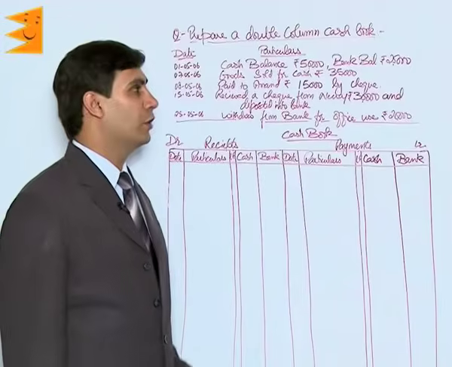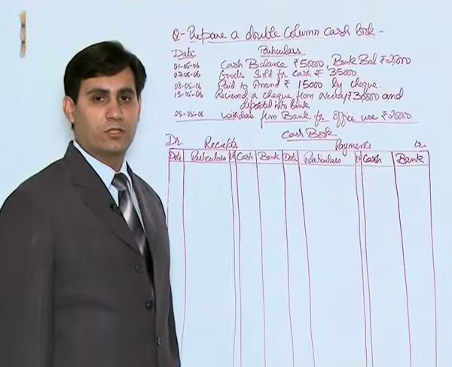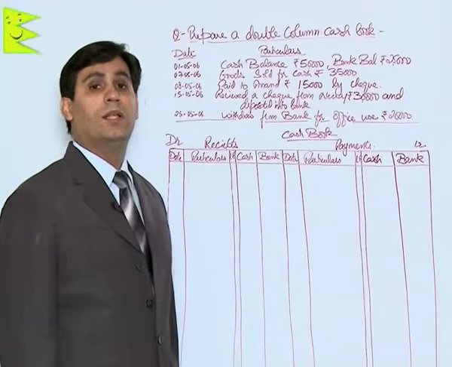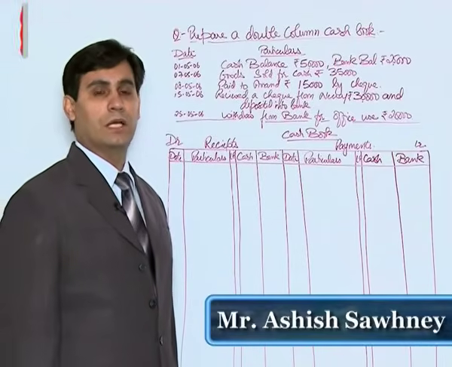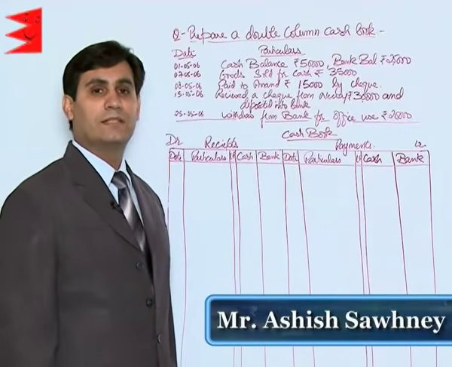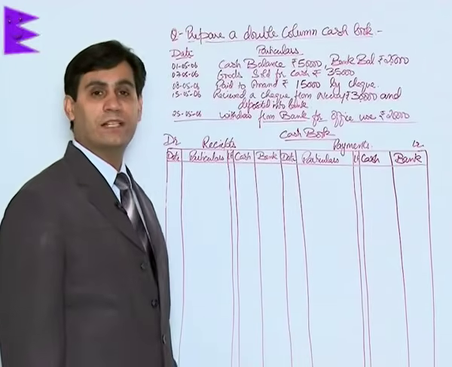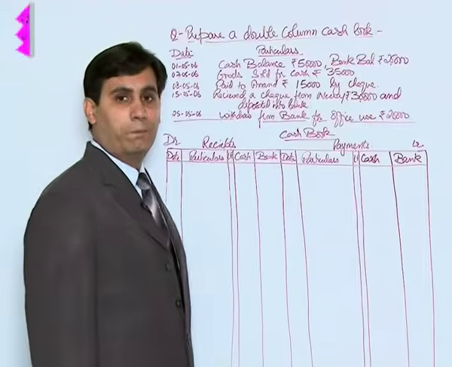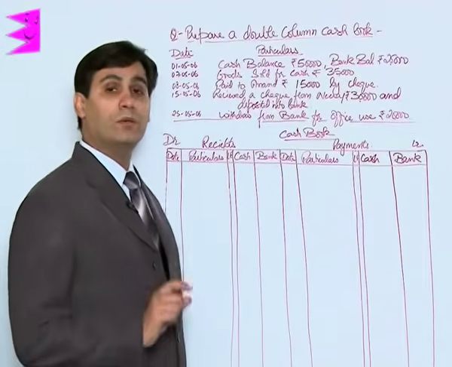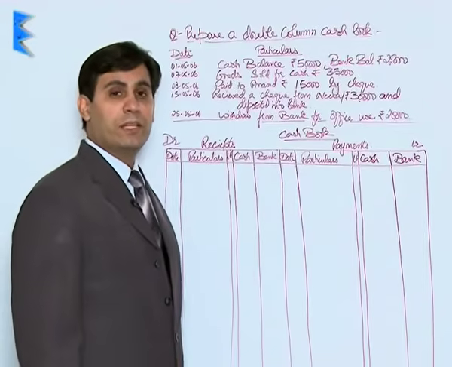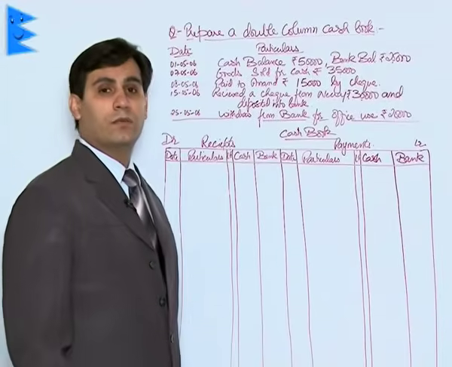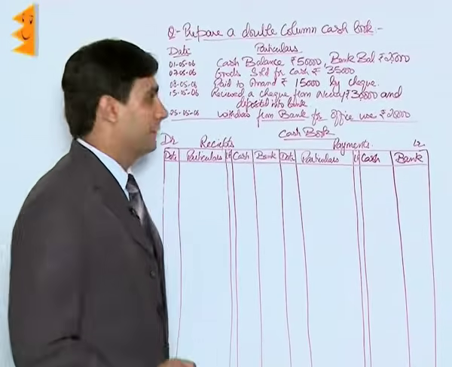Let us prepare a double column cash book from the following transactions. Now students, just to recall, in double column cash book we have two accounts. One is cash and the second is bank. That is, a double column cash book shows the details of both cash and bank. And while attempting this, we must make sure that we are aware what is or what are contra entries.